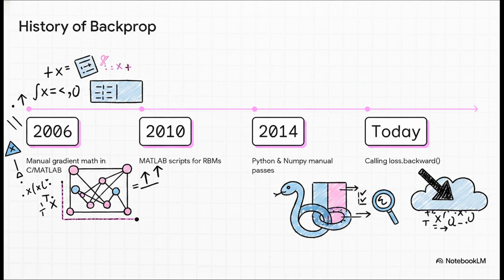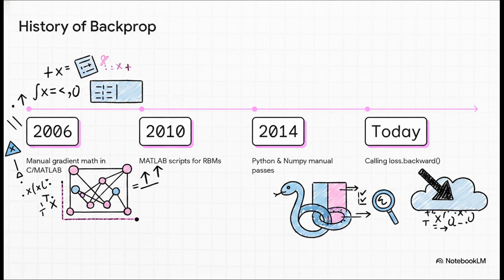10 to 15 years ago, writing your backward pass by hand was just standard practice. Way back in 2006, researchers were grinding out manual matrix calculus in C. By 2010, they were writing massive MATLAB scripts for restricted Boltzmann machines, painstakingly tracking every single gradient. Even in 2014, if you were building, say, an image-text embedding model, you wrote out the forward pass in Python and NumPy, and then you manually coded the chain rule for the backward pass. You literally had to use a gradient checker just to make sure your math was right.